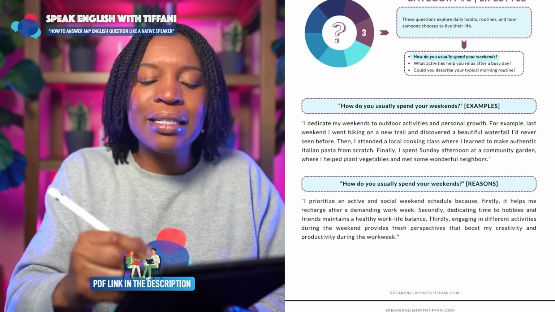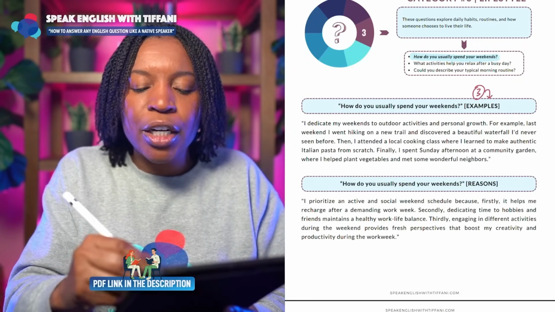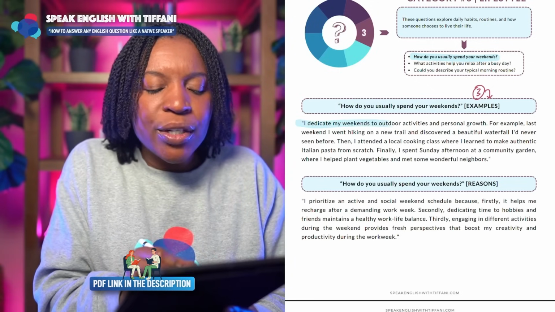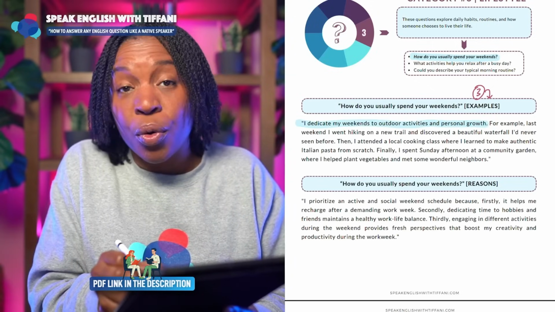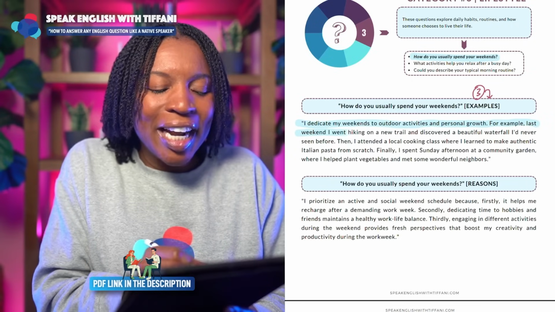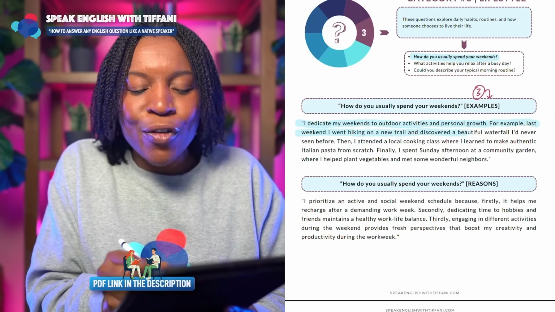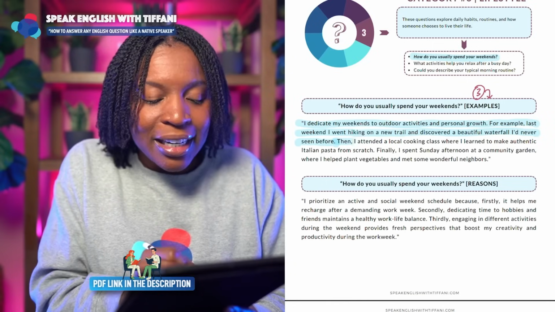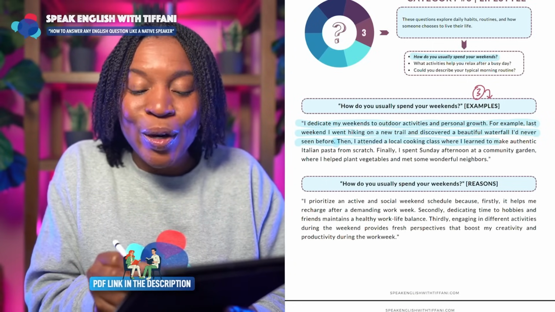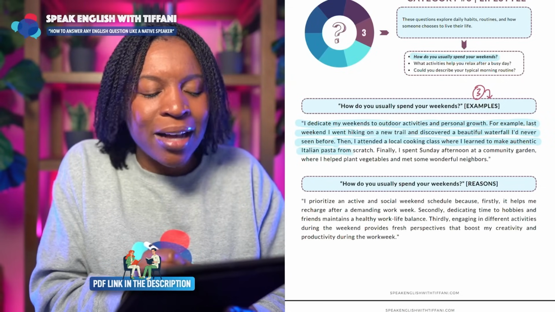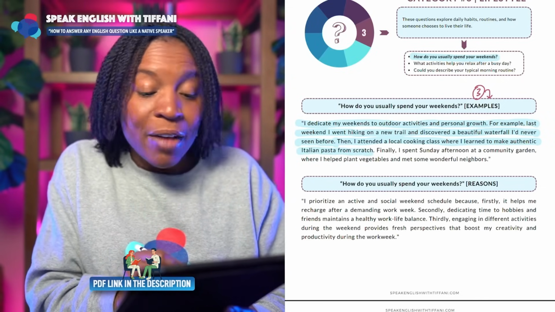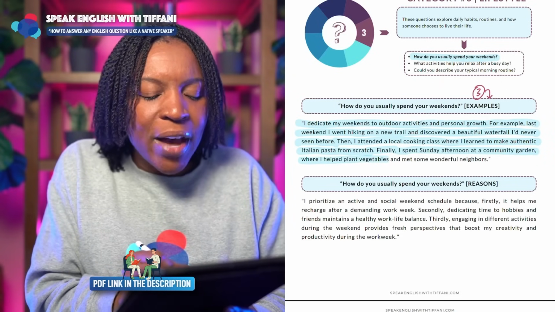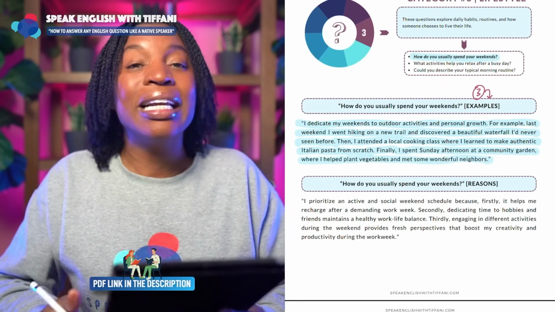How do you usually spend your weekends? For the first response, let's check out a response that includes 3 examples. Here we go. I dedicate my weekends to outdoor activities and personal growth. For example, last weekend, I went hiking on a new trail and discovered a beautiful waterfall I'd never seen before. Then, I attended a local cooking class where I learned to make authentic Italian pasta from scratch. Finally, I spent Sunday afternoon at a community garden where I helped plant vegetables and met some wonderful neighbors.